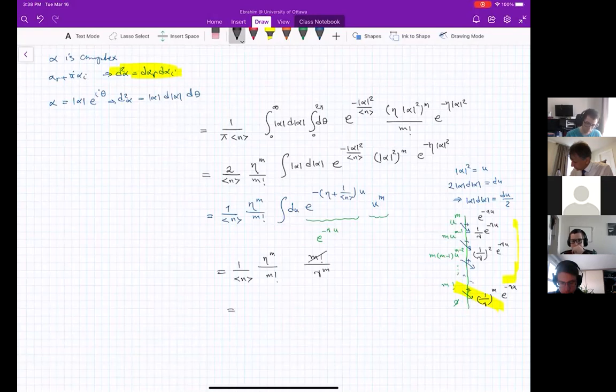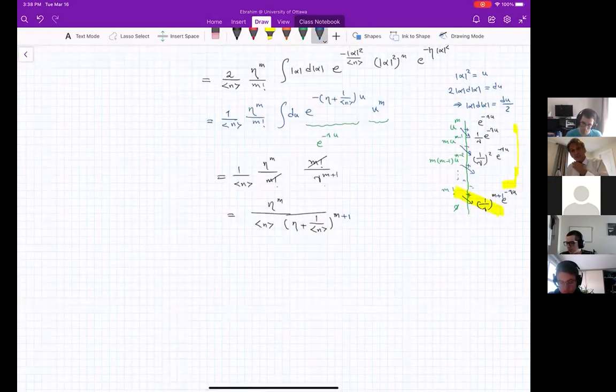M goes away, factorial. Then I do have eta power of m divided by n. And now I have to replace gamma, which is eta plus 1 divided by n average power of m. The first integral, oh, that will be n plus 1, by the way. The last one will be n plus 1, and that will be n plus 1, n plus 1. The first one will be n. Yes, because it's 1 order more. Good. Okay.